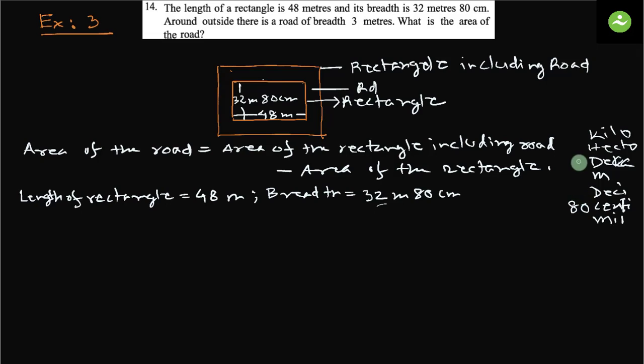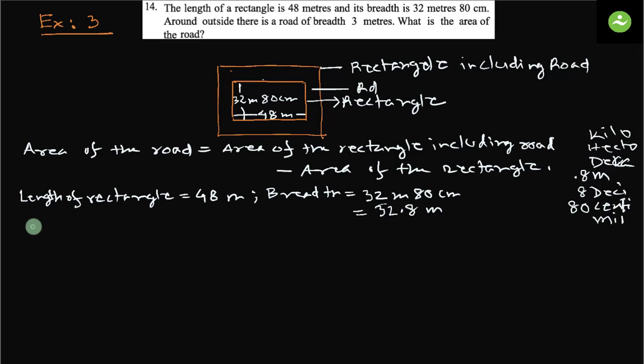If you go up, you have to divide each time by 10. For example, 80 centimeters: to make it decimeters, divide by 10, it will be 8 decimeters. To make it meters, again divide by 10, so it is 0.8 meters. So 80 centimeters means 0.8 meters. So breadth equals 32 plus 0.8, which is 32.8 meters. Now we have the rectangle's length and breadth.